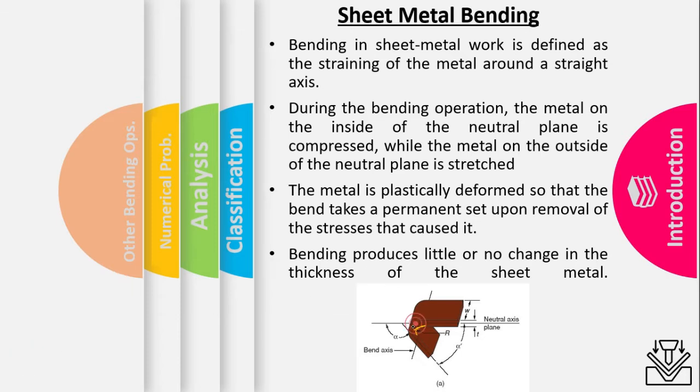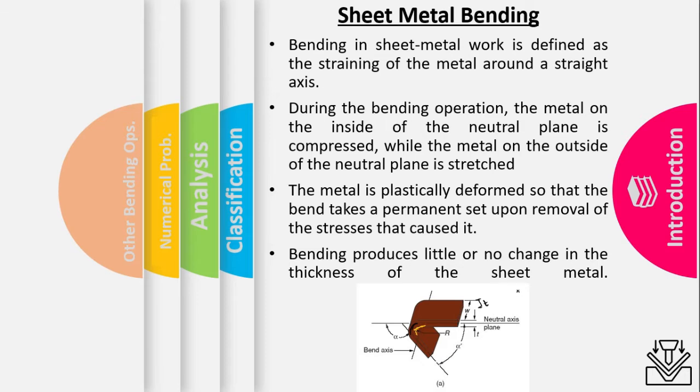The metal on the outside here experiences tension. It is in a stretched position. The metal that is inside the neutral axis is under compression. And this bending is obviously a plastic deformation, a permanent deformation. So we stress it enough so that it takes a permanent deformation in this way. But this bending operation doesn't affect the thickness of the sheet. It has little or no effect on the thickness of the sheet.